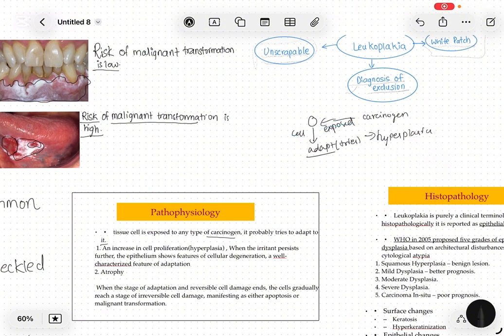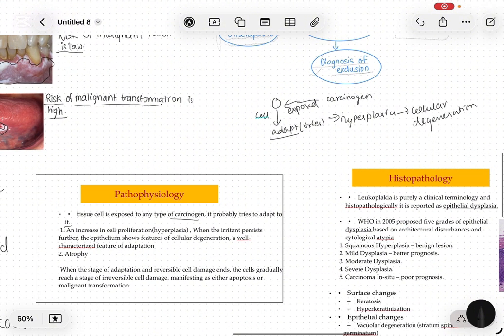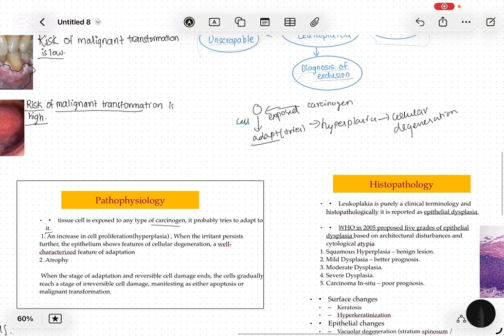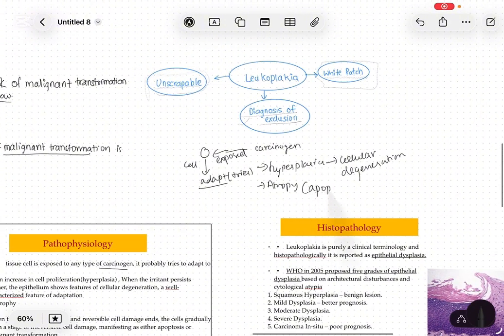When the irritant persists further, the epithelium shows features of cellular degeneration, a well-characterized feature of adaptation. It will show hyperplasia, then cellular degeneration, and the second thing it will show is atrophy. When the stage of adaptation and reversible cell damage ends, the cell gradually reaches a stage of irreversible cell damage, manifesting as either apoptosis or malignant transformation.